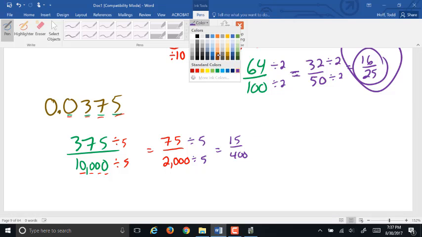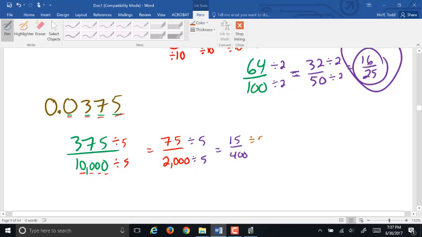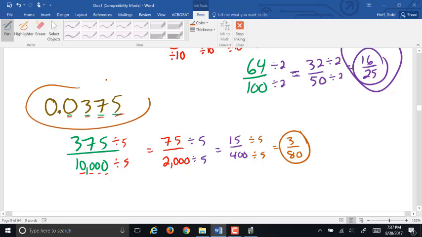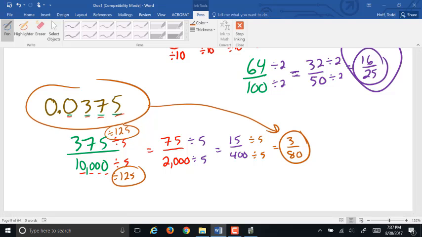They can still be divided by 5. 15 divided by 5 is 3. 400 divided by 5, 80. So 0.0375 is 3/80. At this point, by the way, we could have divided both of those by 125 and it would have come out the same. But as you can see, we don't have to have that greatest common number. We can just divide by smaller numbers until we get to where we're done.